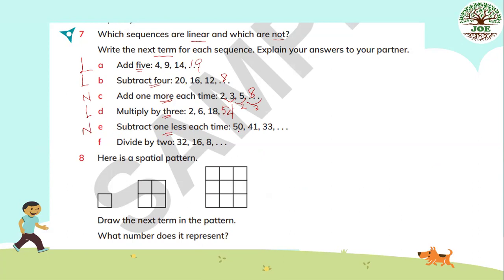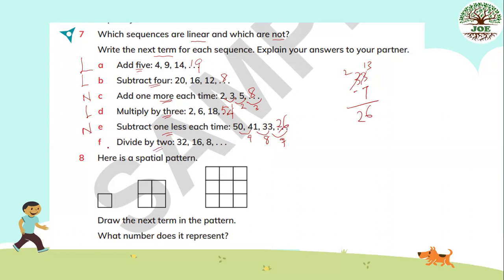50 minus 41 is 9, 41 minus 33 is 8. So for the next term we have to subtract 7. 33 minus 7 is 26.